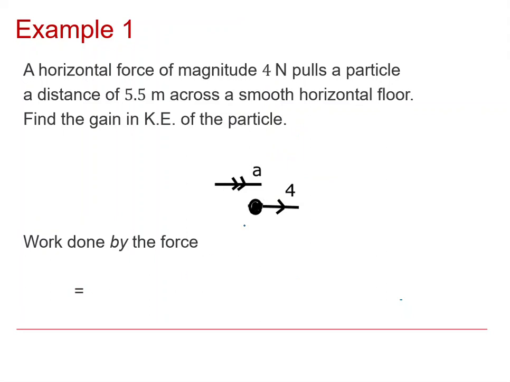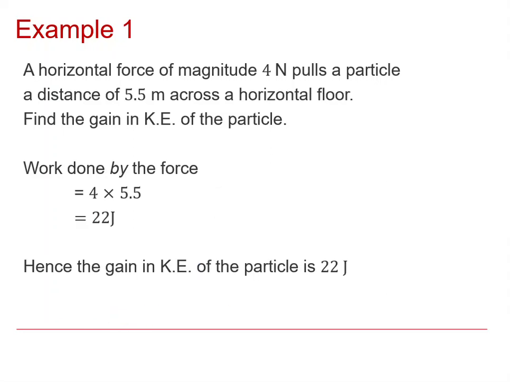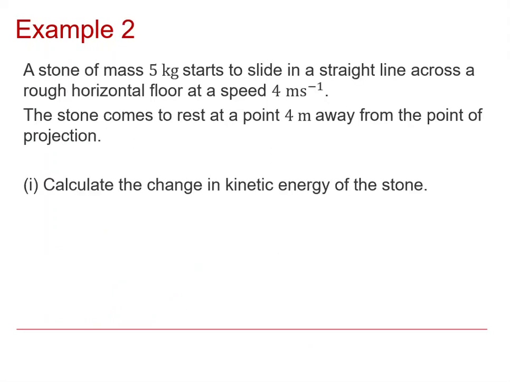So we have a force of 4 newtons, and it travels a distance of 5.5 meters. So the work done will be 4 times 5.5, and that will be in joules. So that's 22 joules. There we are. 22 joules is the gain in kinetic energy of the particle using the work energy principle.